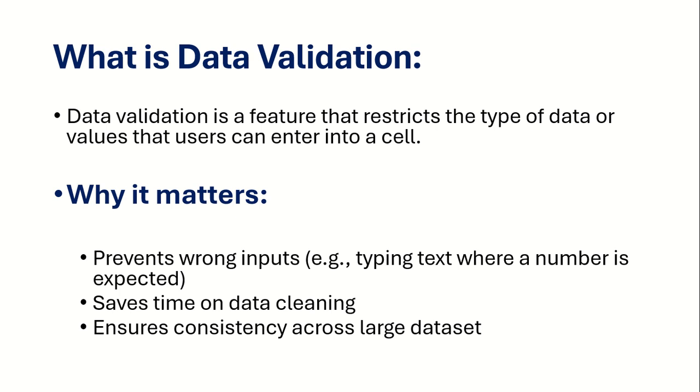What is data validation? Data validation is a feature that restricts the type of data or values that users can enter into a cell. You can choose to restrict a cell whereby you want the user to put in text instead of a number, right? Or you want the user to put in an age that is within a certain age bracket, let's say 20 to 30 or 30 to 40. You understand? So anything that is outside this range is considered an error, right?